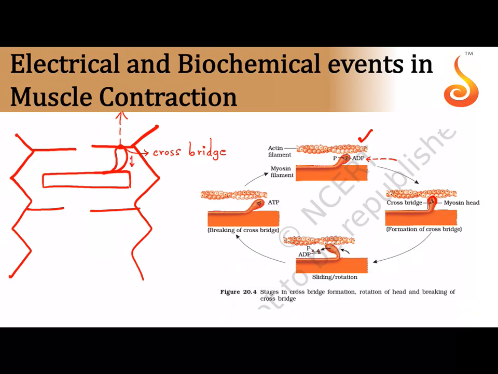This whole thing is a cross bridge. Okay, so for the cross bridge to form, what should happen? It should be attached to ADP and Pi. So now successfully, in the second step, a cross bridge has been formed.